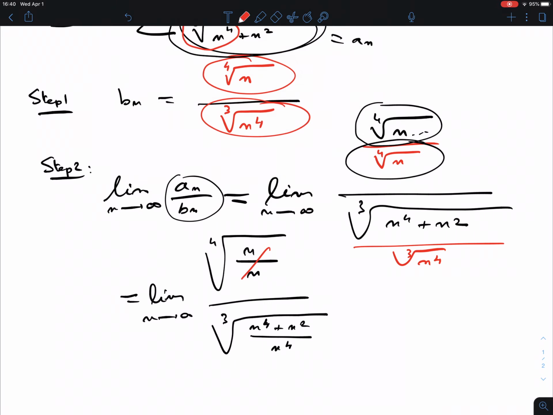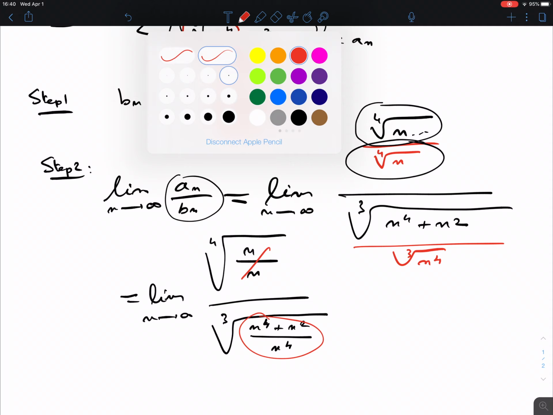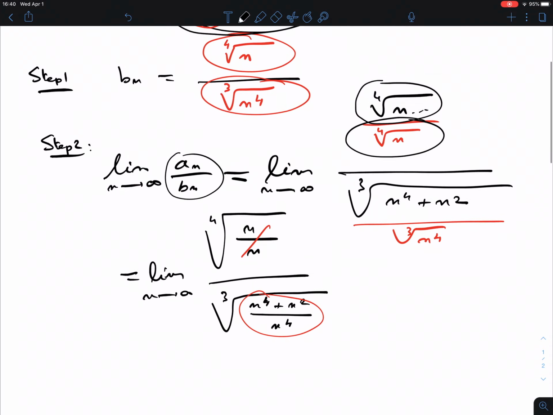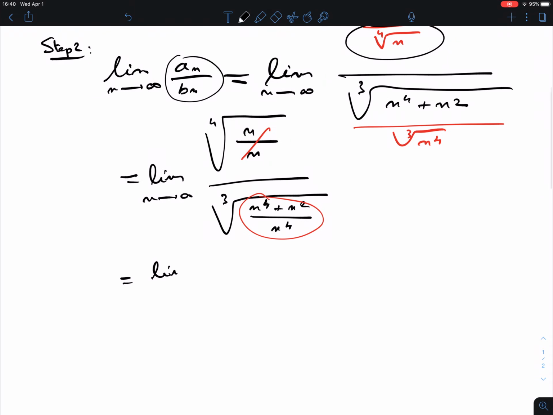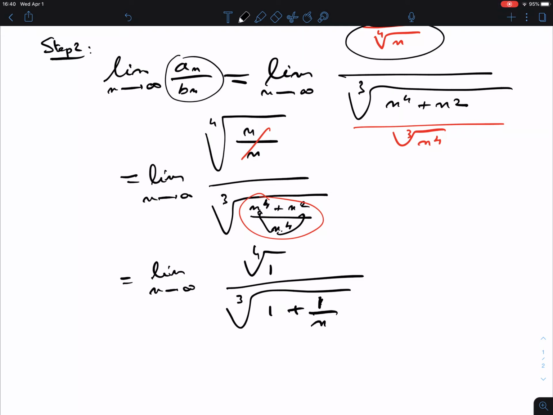Be careful here. This is a division in the bottom, so we have to divide a sum. That means we have to divide each of the terms. On top, we said that was just 1. It's the fourth root of 1, but that is 1. I'm just writing it so that you see where it comes from. In the bottom, we have the cube root of, well, we divide this and we divide there, we have to do both: 1 plus n squared divided by n fourth is 1 over n squared.